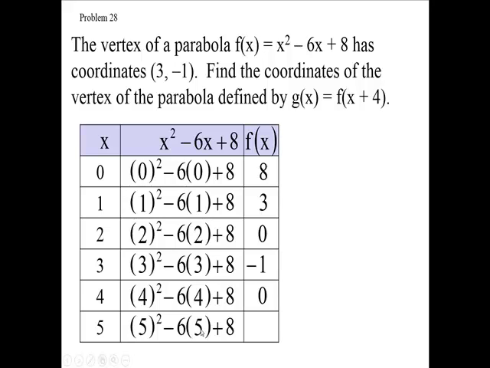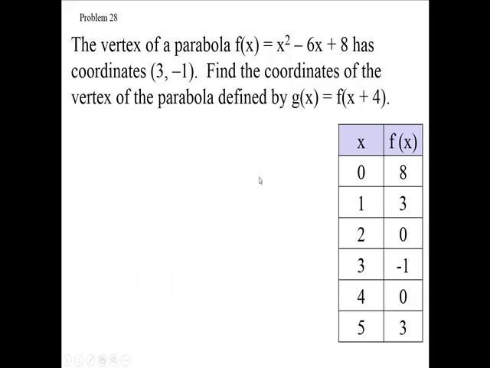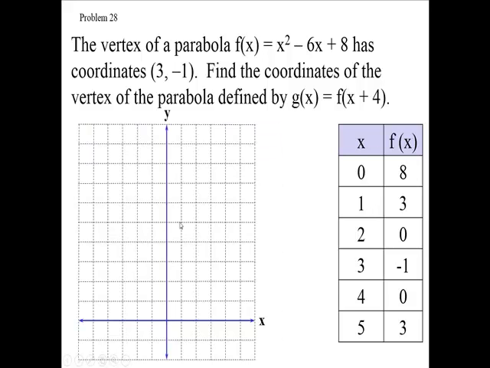Minus 30 is a negative 5 plus 8, which is 3. And the next number we're going to have down here is an 8. We won't do that. Let's just quickly graph this, x and f of x. 0, 8; 1, 3; 2, 0. Here's our vertex, 3, negative 1. It goes back up to 0, back up to 3, and back up to 8.